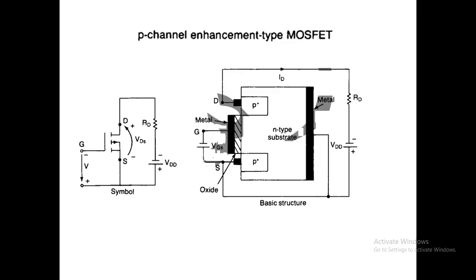So this is the structure. What is the difference? Here we will have an N-type substrate, and the drain and source layers are P-type layers, and a P-type channel will be formed for a negative gate-source voltage. That is the only difference, but the operations are similar to those of the N-channel enhancement MOSFET.